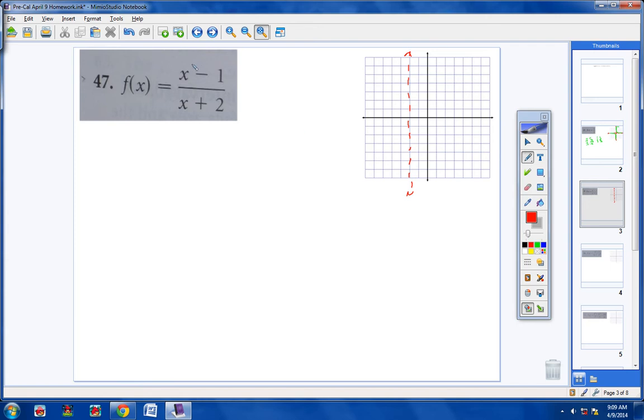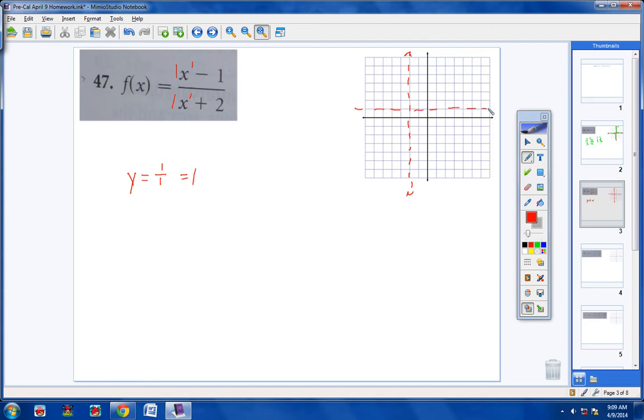Now let's check for horizontal asymptotes. Notice I have a degree of 1 and a degree of 1. Whenever your degrees are the same in the numerator and denominator, you have a horizontal asymptote at lead coefficient over lead coefficient. Well, your lead coefficient is 1, your lead coefficient is 1, so your horizontal asymptote is 1 over 1, which is really 1. So we have a horizontal asymptote at 1.